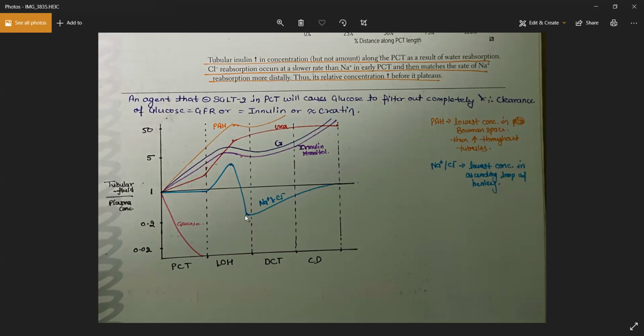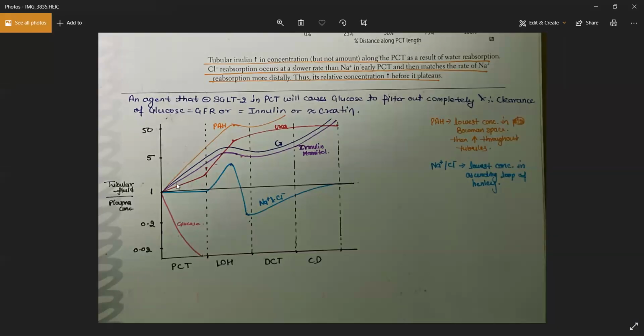In the DCT, the concentration again starts rising because you have water reabsorption, right, in the dehydrating stage. So the concentration of these substances will rise. It depends upon the state of your water. If you're having hypervolemia, the concentration again falls. If you're having dehydration, the concentration will rise. PAH, because it is continuously being secreted throughout all these parts, as you can see, you will always have a high concentration. The concentration of PAH is always increasing throughout all the segments.